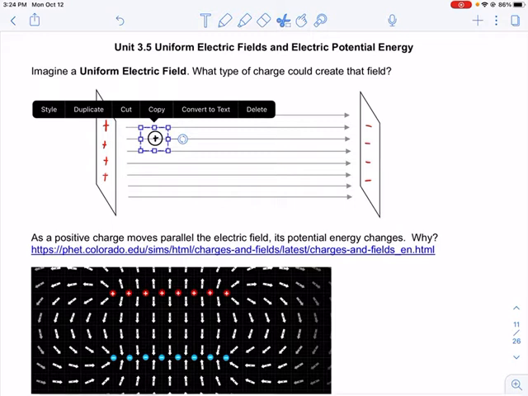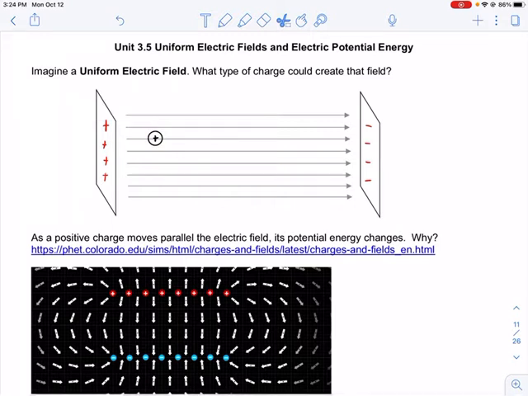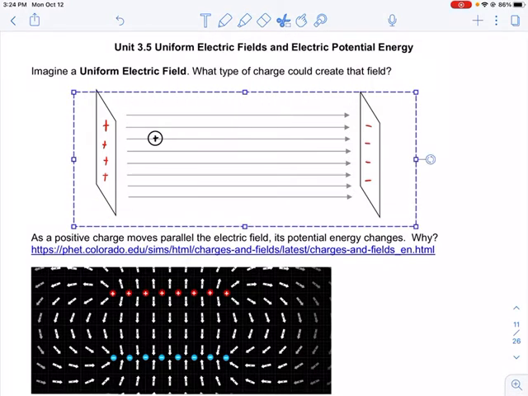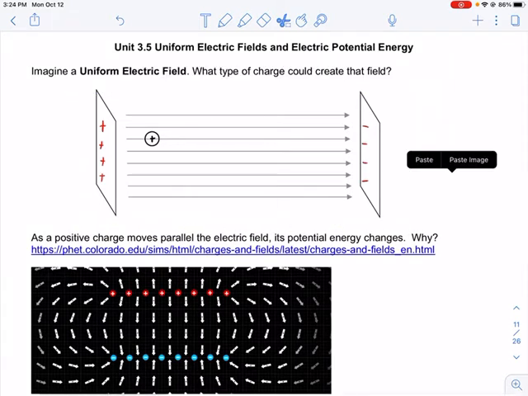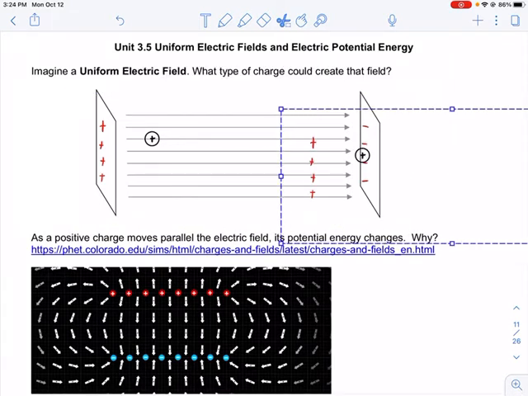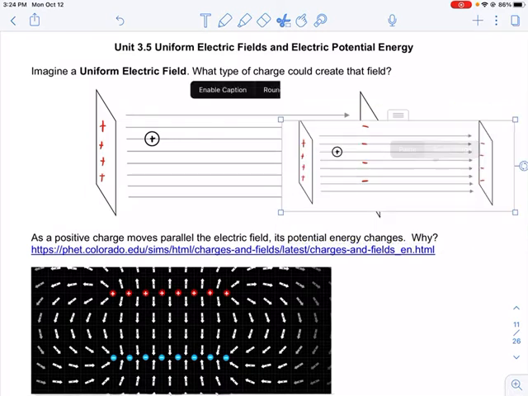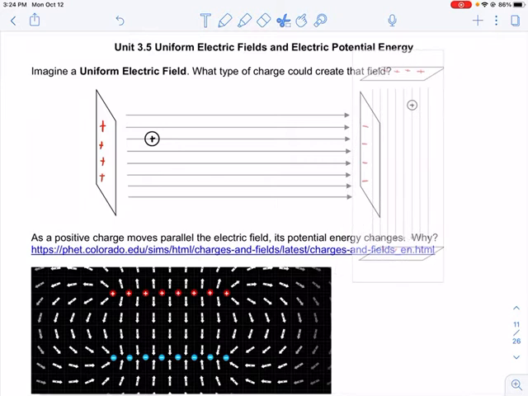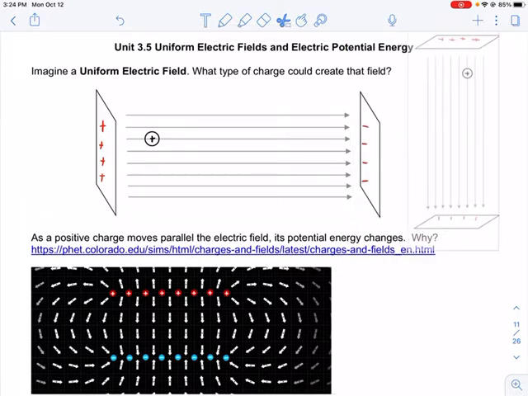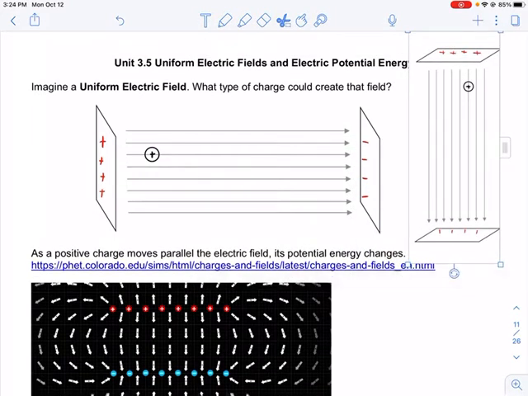Now, this is really similar to gravity, but I have this turned on its side. So I'm going to try this again. I'm going to snip this, and I'm going to copy it, and I'll paste it. And I'm going to rotate it so that it's more like a gravitational situation.